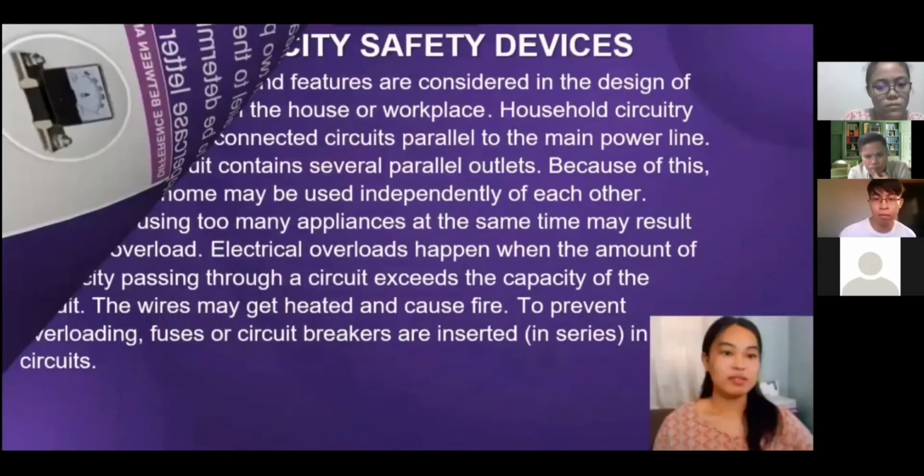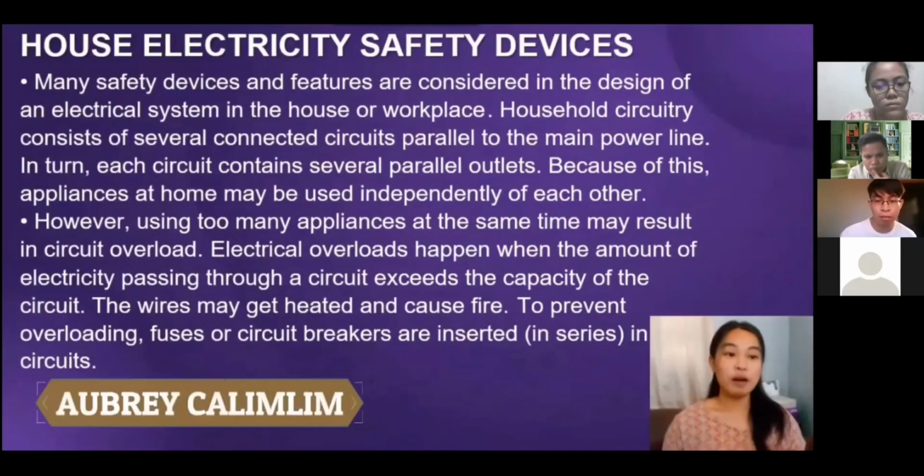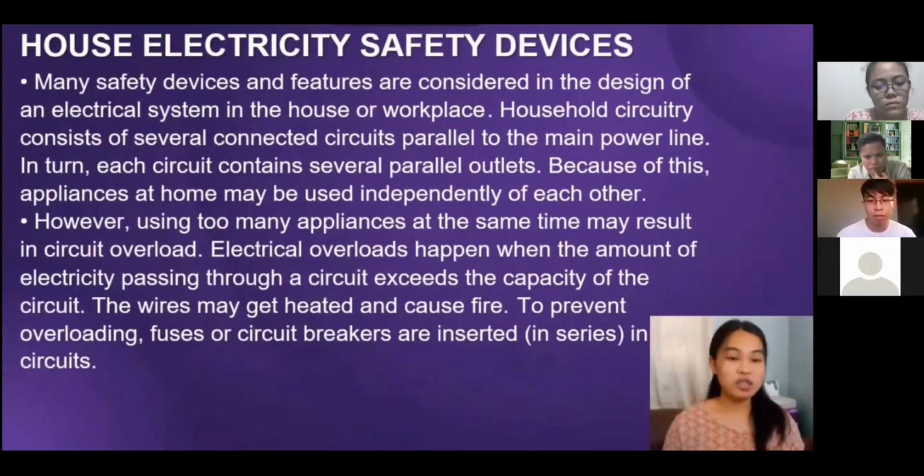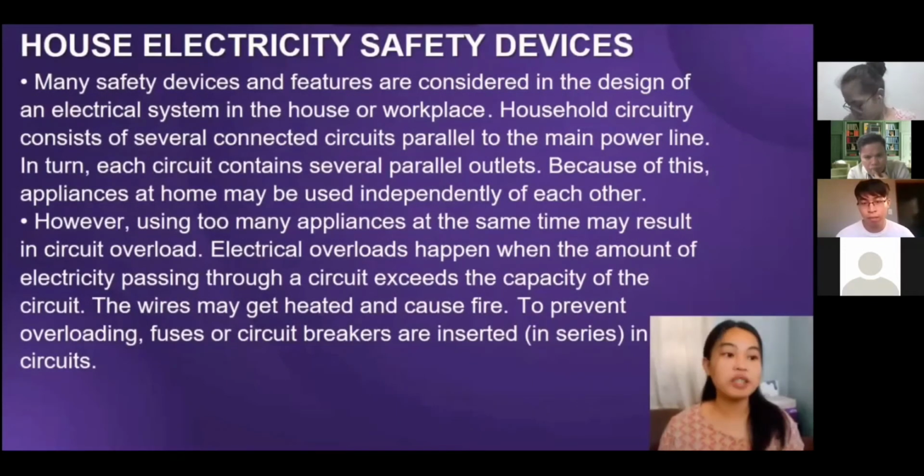I will tackle house electricity safety devices. Many safety devices and features are considered in the design of an electrical system in the house or workplace. Household circuitry consists of several connected circuits parallel to the main power line. In turn, each circuit contains several parallel outlets. Because of this, appliances at home may be used independently of each other.